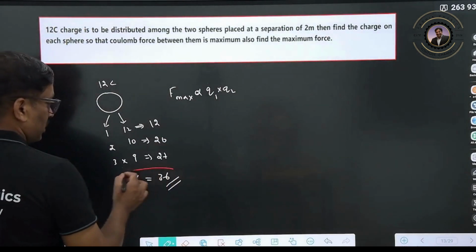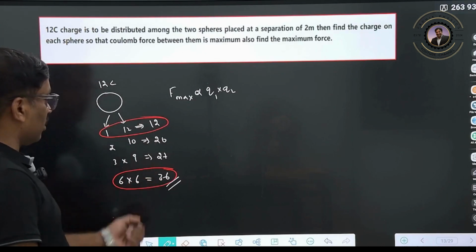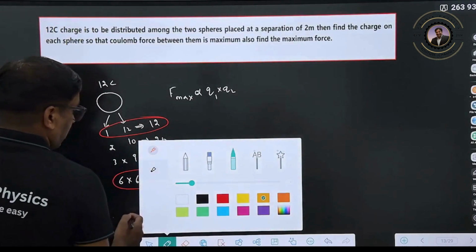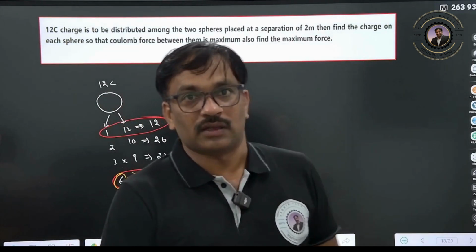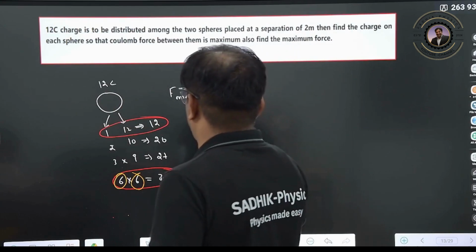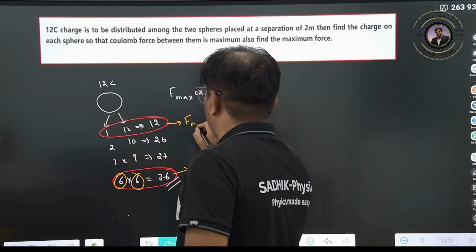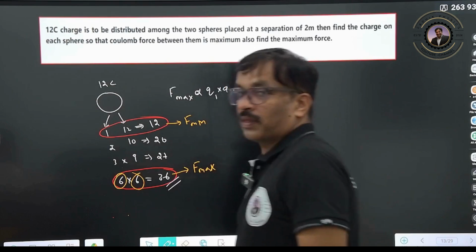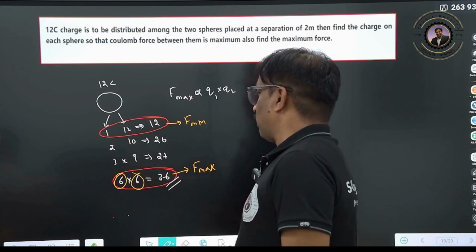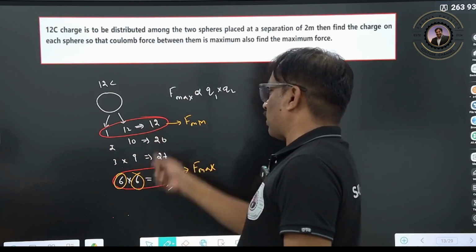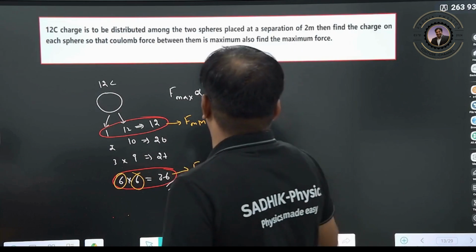So here two learnings are there. Here is the maximum, here is the minimum. Since they are asking for the maximum, we should have 6 coulomb and 6 coulomb, that means equally divided by 2. Then only the force will be maximum here. Here the force will be minimum. Clear? So remember that: in the first one, 1 into 12, the force is minimum, and in the second one the force is maximum. You can see the other further combinations, but he is asking the maximum only.